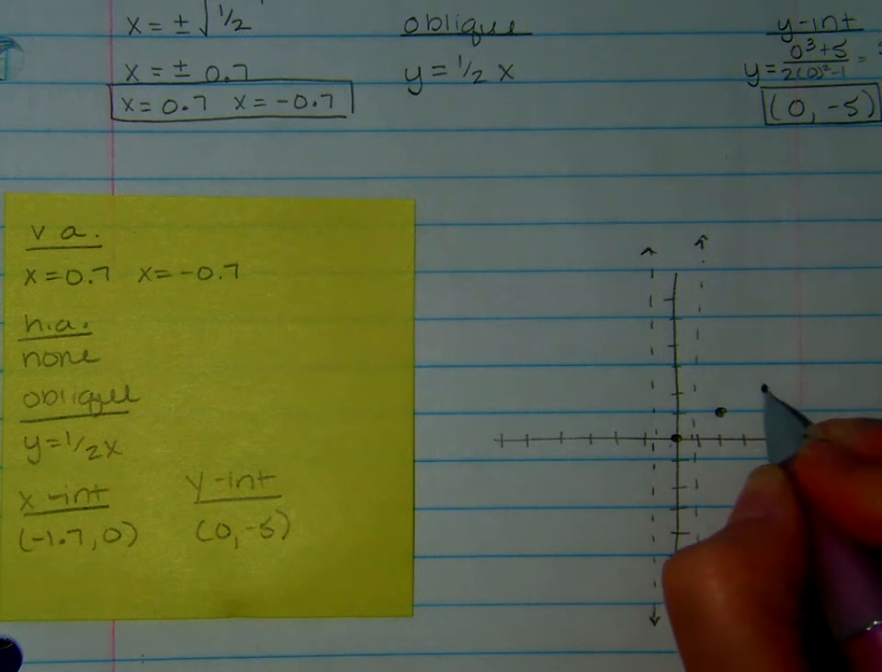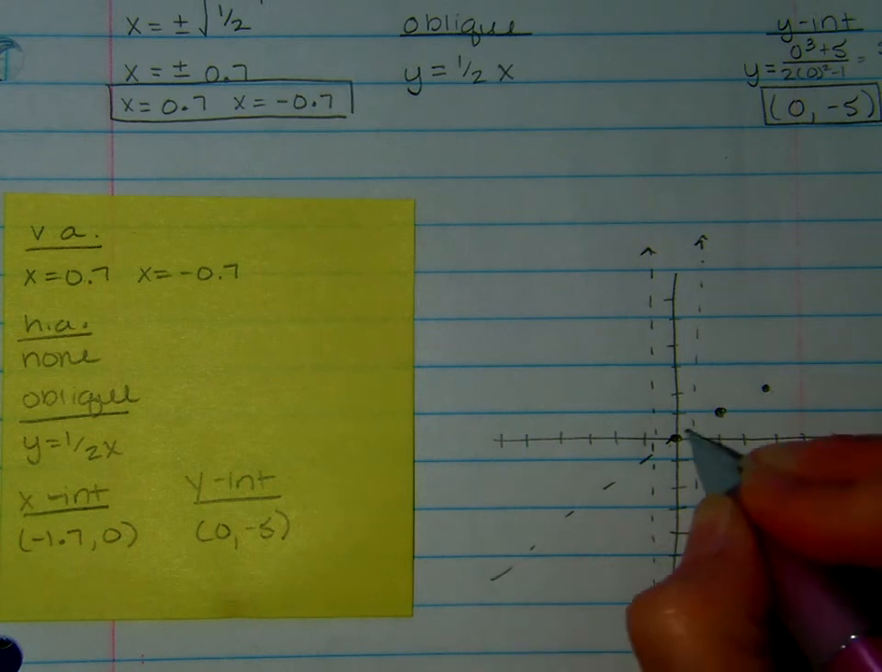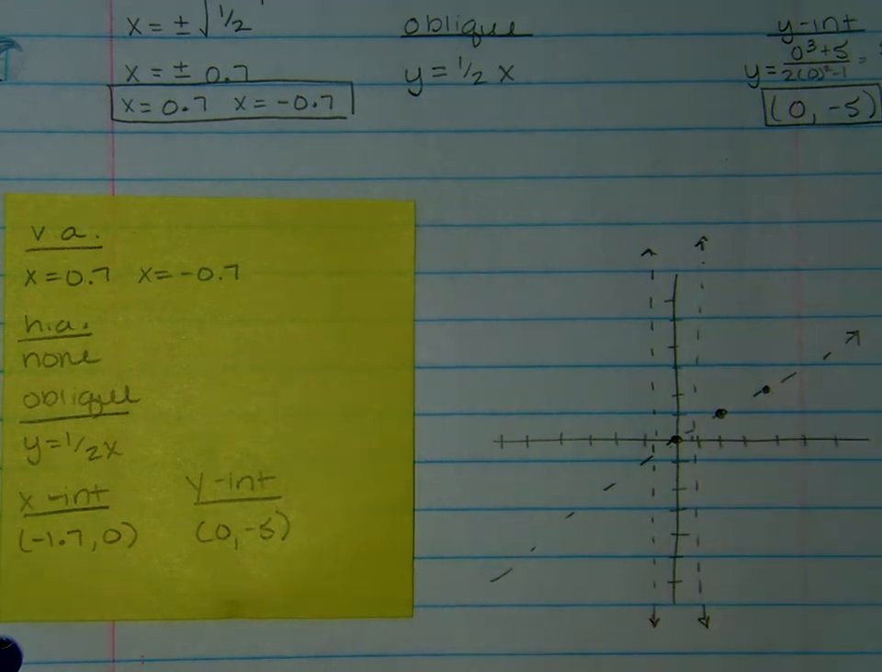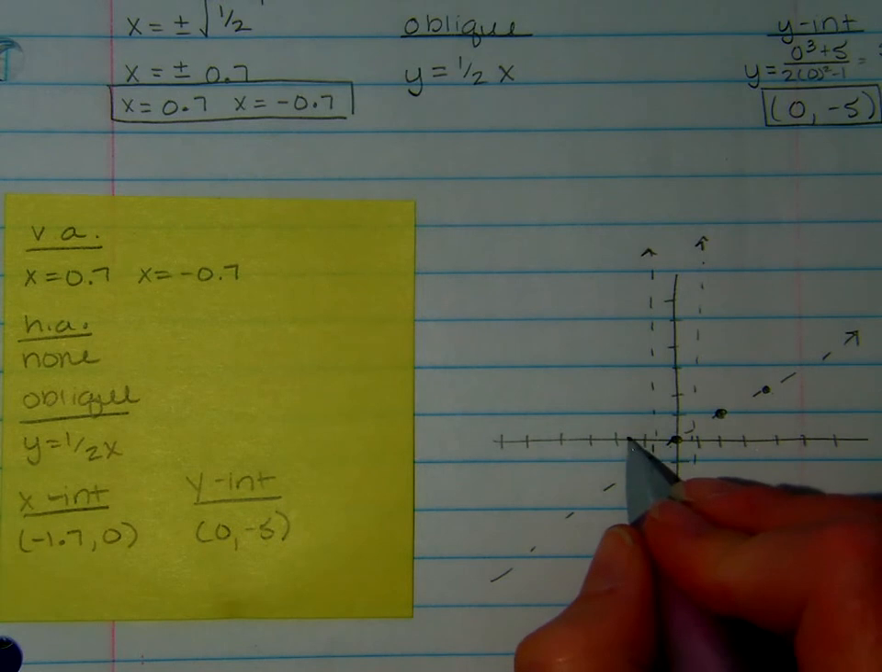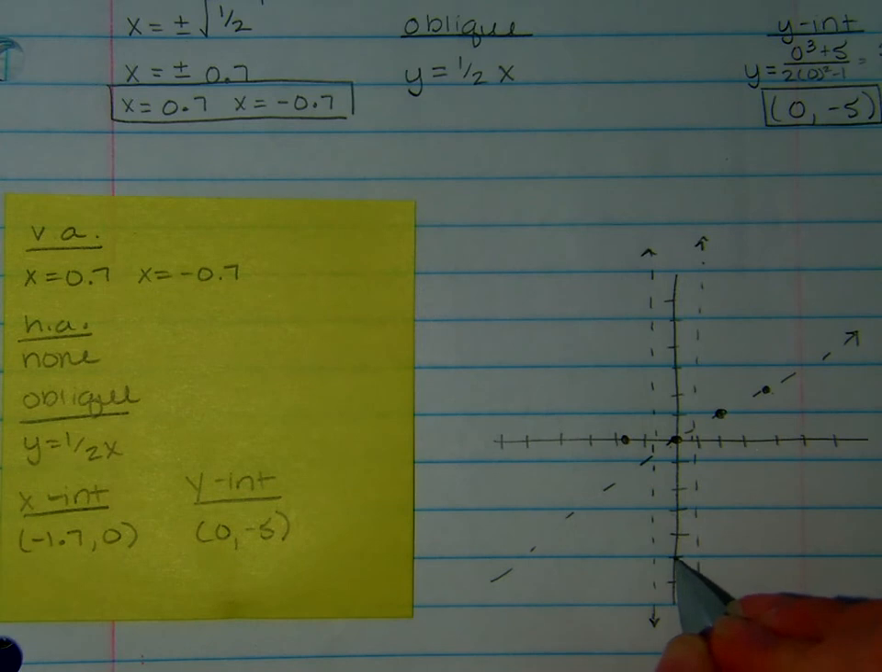And again, you're going to just graph a few points and use those to help guide you drawing the dashed line. Okay. After we draw our oblique, we're going to write our x-intercept and our y-intercept. We've got an x-intercept at negative 1.7 right there. I've got a y-intercept at negative 5. 1, 2, 3, 4. Right here.